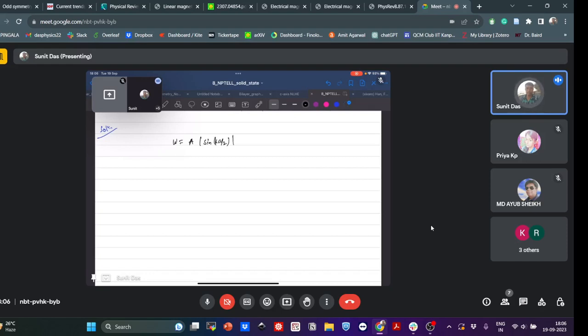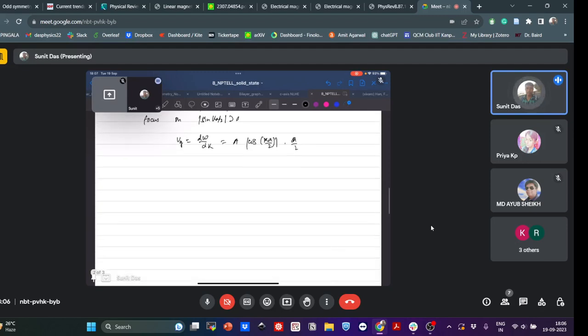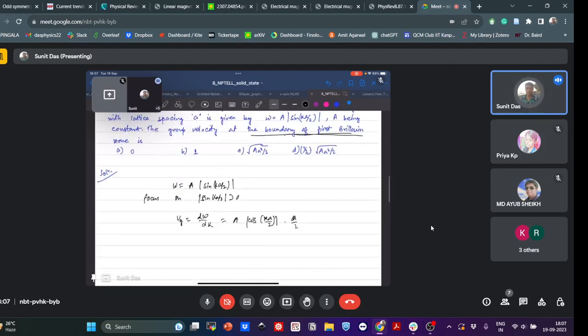So A mod of sin(ka/2), and now let's focus on when mod of sin(ka/2) is greater than 0. Then the group velocity Vg is given by the formula d omega by dk, right? So it is mod of cos(ka/2) times A by 2. Now we need to find this at the boundary of the first Brillouin zone.